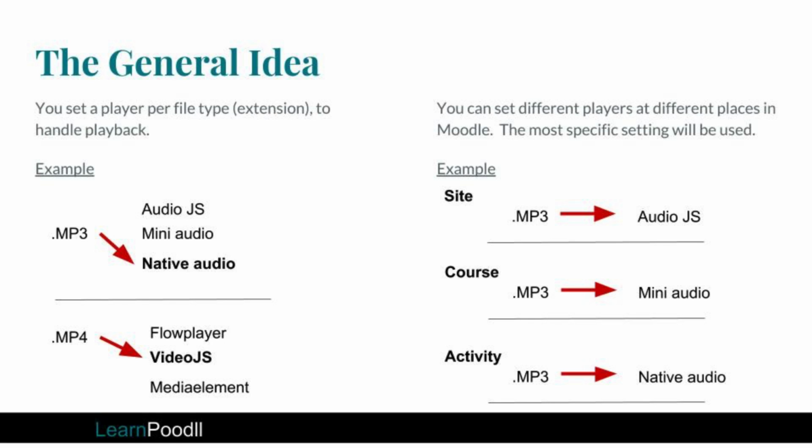a media player, you can assign one of the players that are in Poodle, or if you wish, you can even create your own player. So in this case, we have assigned a native audio player to the .mp3 file extension and video.js player to the .mp4 file extension.